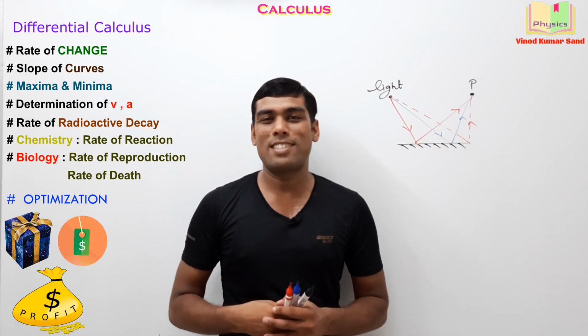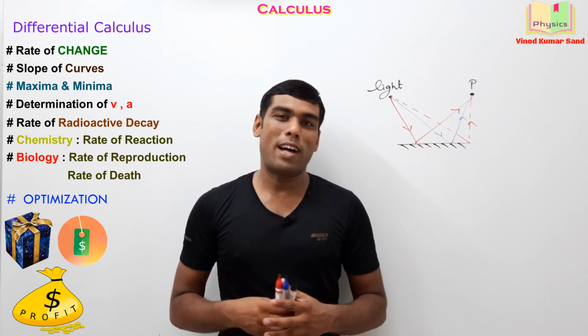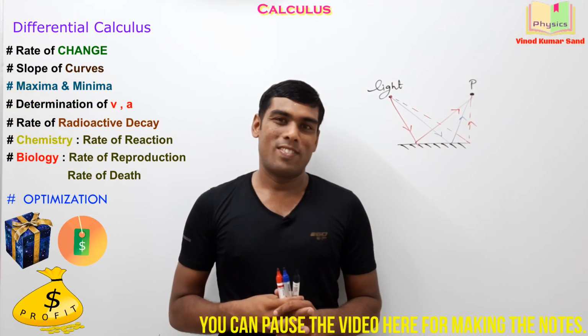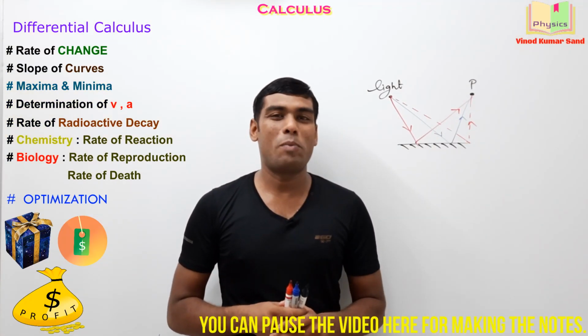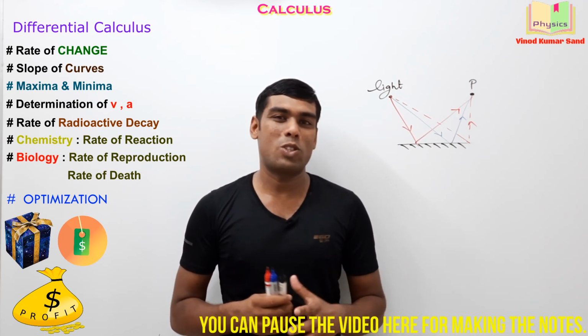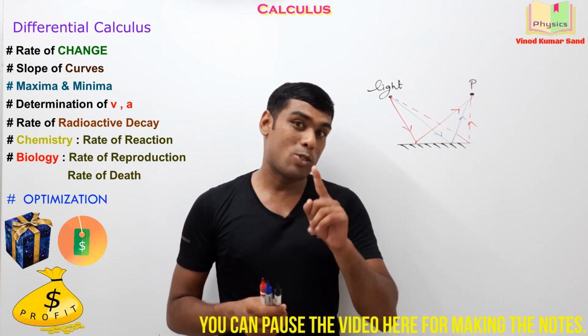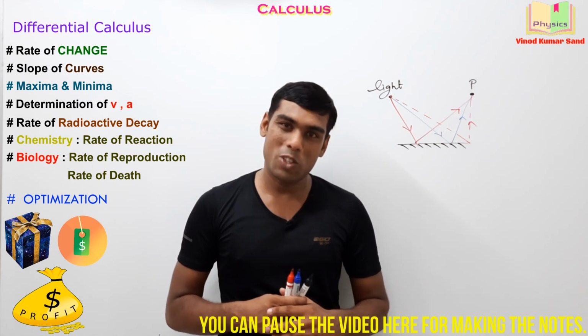Now the question arises, which path will the light choose? How will you solve it? In the geometrical optics chapter, you will see this derivation by the name Fermat's rule. This will be solved using the differentiation.